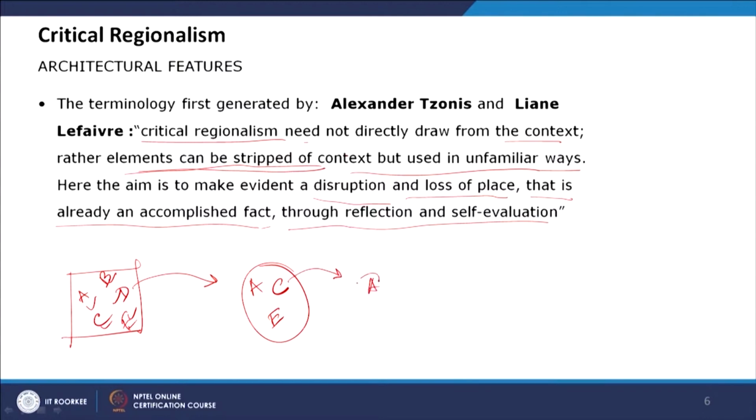So there can be a fusion, and then it can change in a different way, and then it can be translated. It's not a direct thing. There can be disruption, and it can be an unfamiliar way of designing, but there will be a contextual connection. It will come from there, but it's not a direct manifestation. It can change.